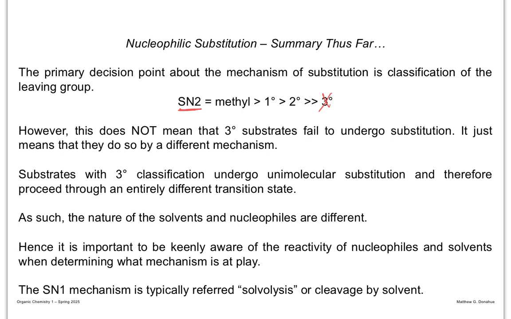So tertiary substrates undergo SN1, which means they proceed through a different transition state. They have intermediates, but ultimately they're going to be substituted. The other thing to diagnose in the reaction conditions is that the solvents and the nucleophiles are therefore different.